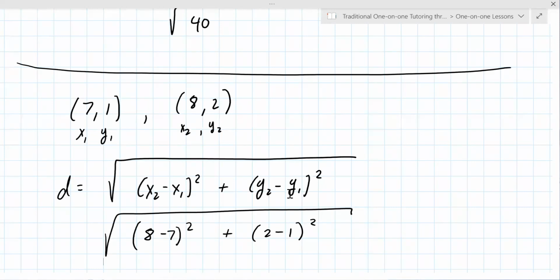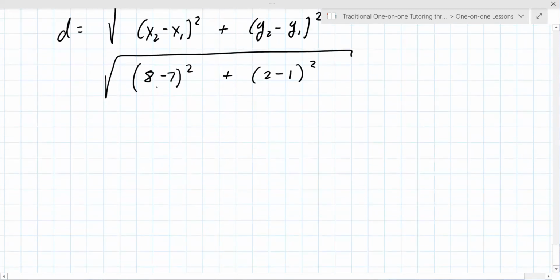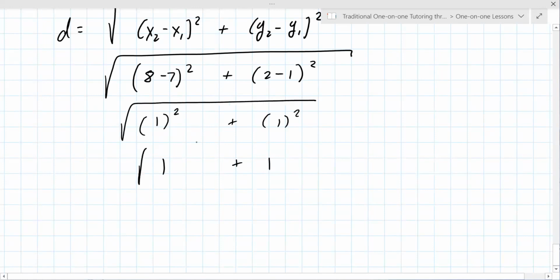The final answer is 2. Okay, very close. 8 minus 7 is 1 squared. 2 minus 1 is 1 squared. 1 squared is 1. The other one squared is 1. But again, we have a square root each time. So it's the square root of 2. So very close.